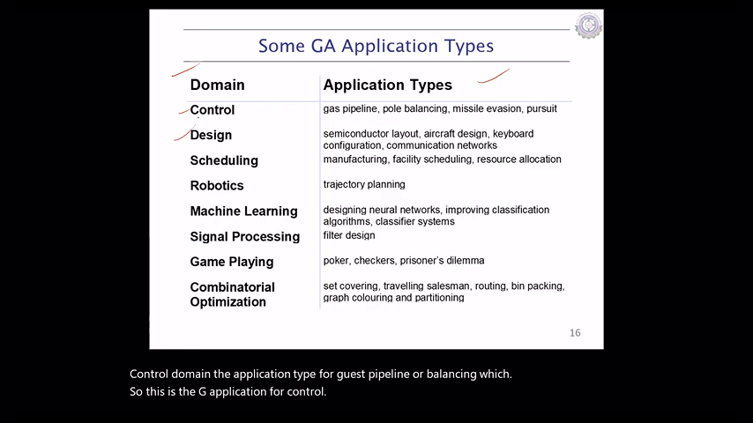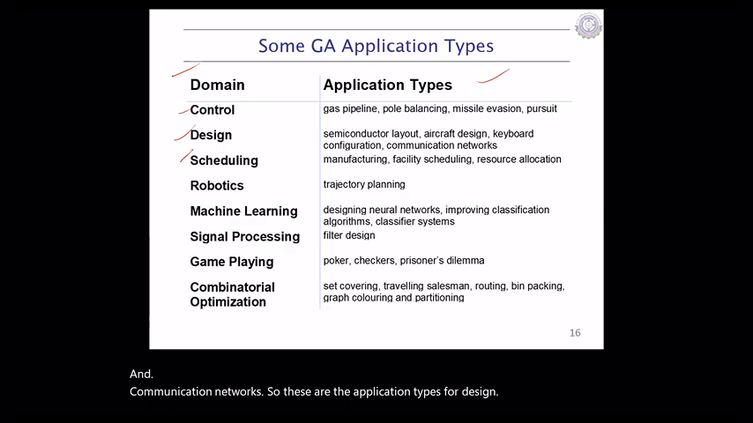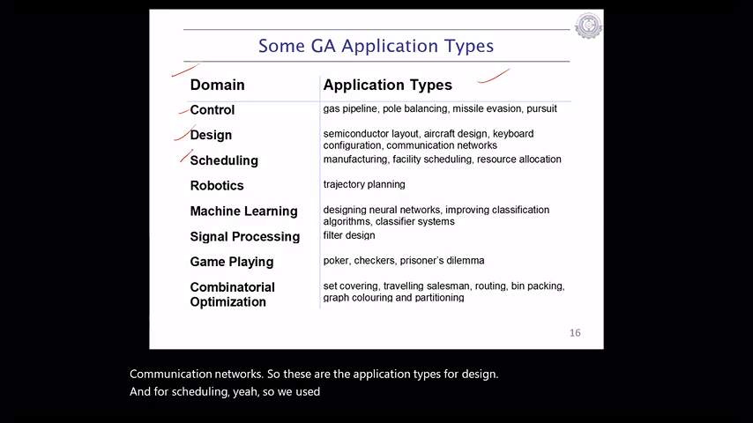And for design, it can provide semiconductor layout, aircraft design, keyboard configuration, and communication networks. So these are the application types for design. And for scheduling, we use it for manufacturing scheduling, facility scheduling, resource allocation, or some others, even for lecture or class scheduling.